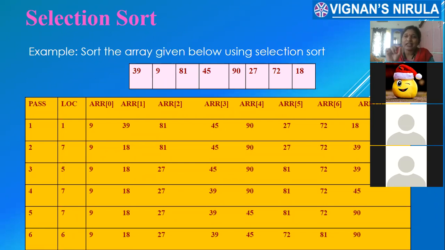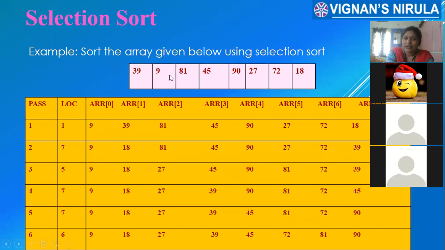In order to fill a of 0 with the smallest value, you need to consider from 0 to n minus 1 what is the smallest element. Initially, you need to consider the smallest element as a of 0 itself. What is a of 0? 39. Next it has to be compared with the next index. What is the next index? A of 1. Is a of 1 smaller than 39 or not?